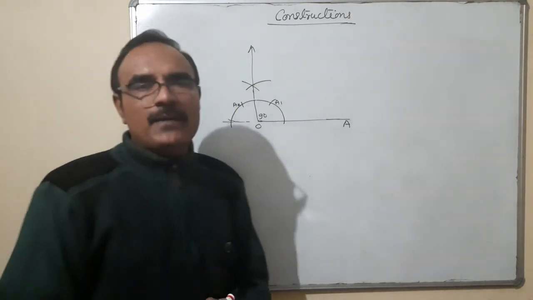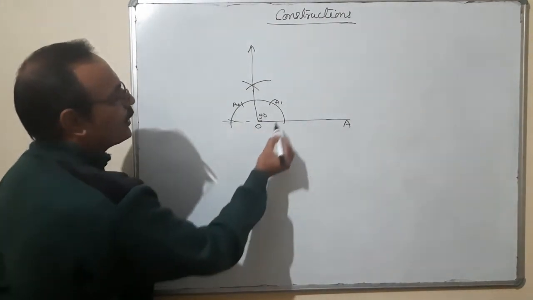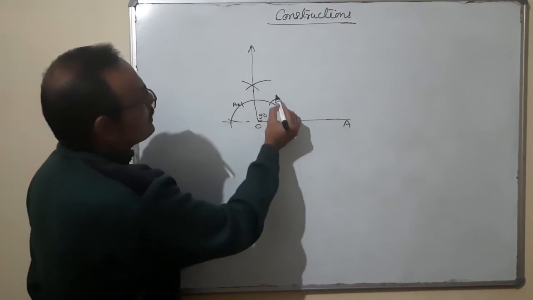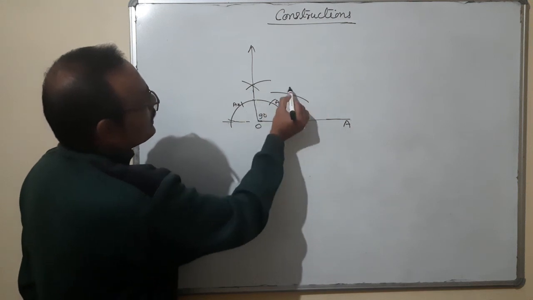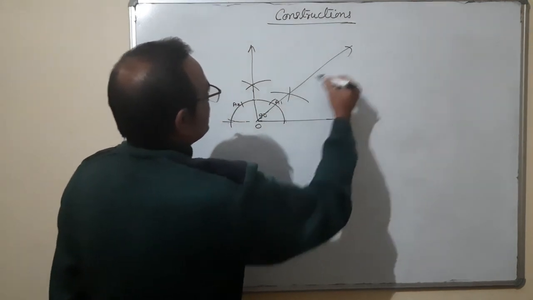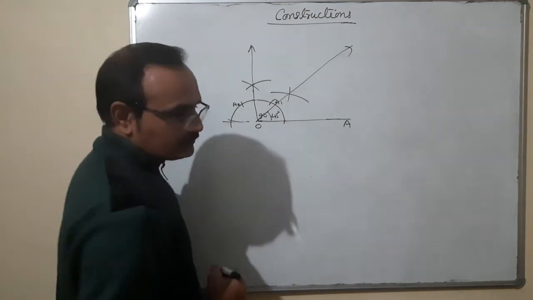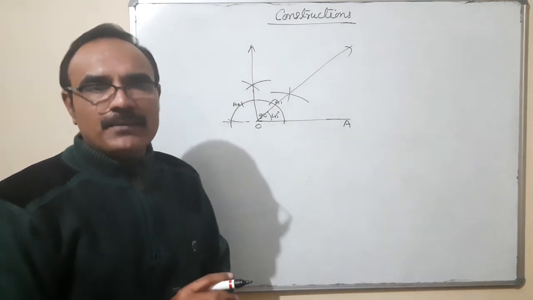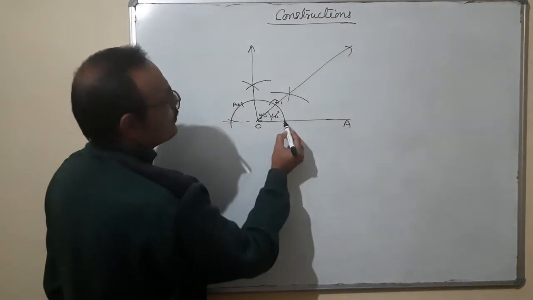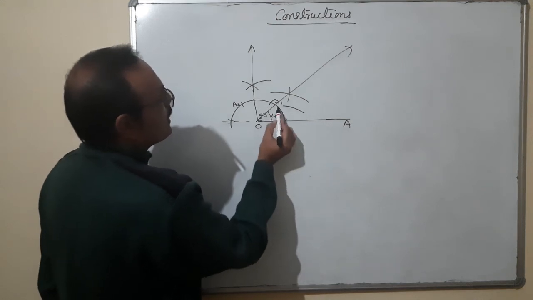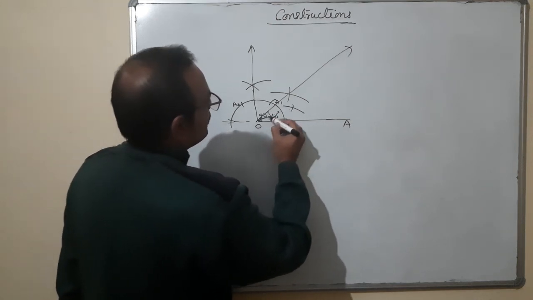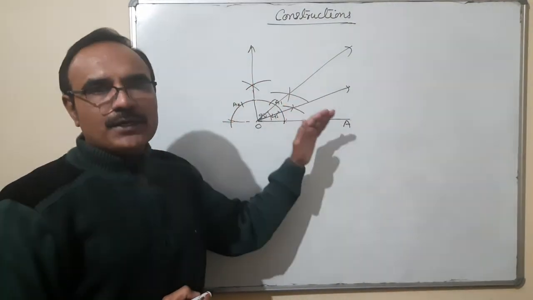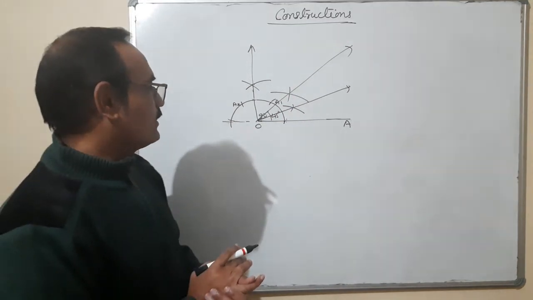If you are going to draw the 45 degree angle, then you can select these 2 points, 1 and 2. Placing the needle point here, open more than half of this, cut an arc. Now placing the needle point here, cut an arc. And when you join and produce it, it becomes 45 degree. If you are going to make an angle of 22.5 degree, that means half of the 45 degree, then what should be done? Placing the needle point here, more than half of these two, cut an arc. Through this point, cut another arc, and you join it. It is 22.5. Okay. So 90, 45, 22.5, these angles you can make.